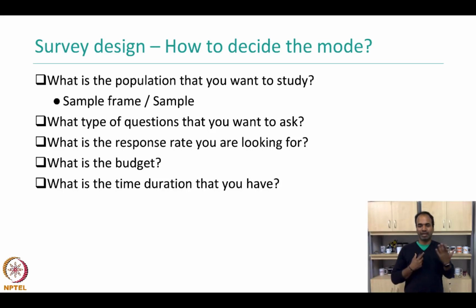Because as we saw, physical mail is going to take a long time. On the web, it's probably going to take less time because you're putting it on your social network, you're putting it on different websites. So some people will look at it, and even though the response rate is very low, it can actually reach a large number of people very quickly.